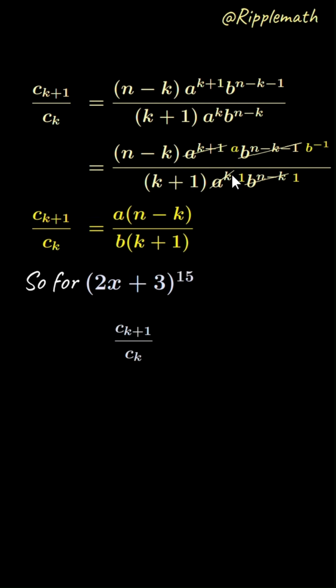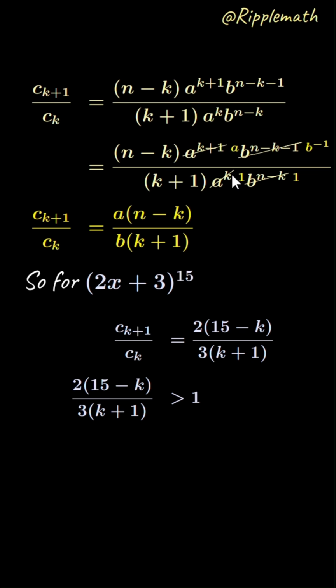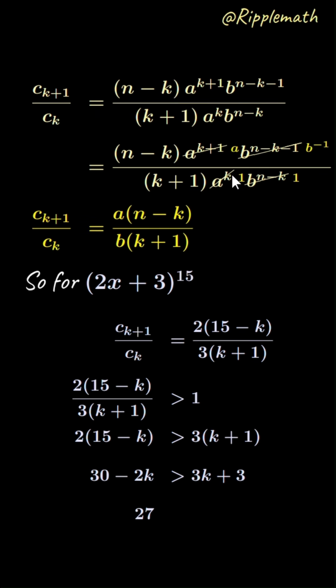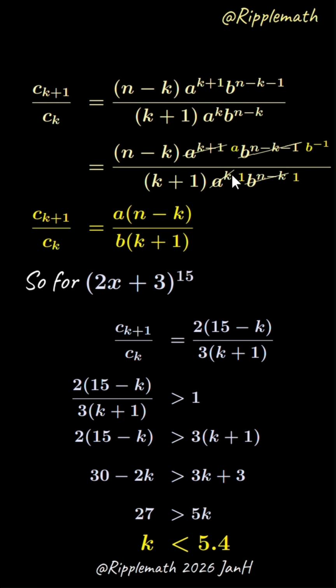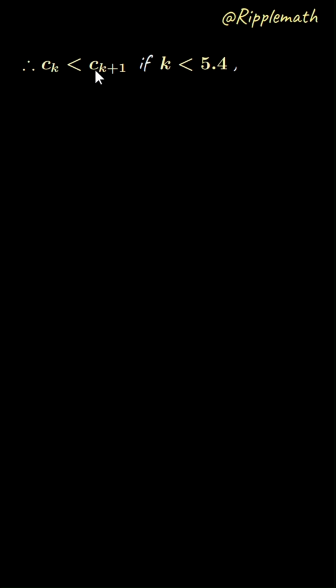All right, so let's do it for our question. Put a equal 2, b equals 5, n equals 15. Solve it for greater than 1. Linear inequality. Read it the other way. So you get k must be less than 5.4. So what that means is that c_k is less than c_(k+1) if k is less than 5.4. And that translates into c_0 is less than c_1 is less than c_2. For example, up here, if you put k equal to 0, you would get c_0 is less than c_1. So that takes care of the first one.